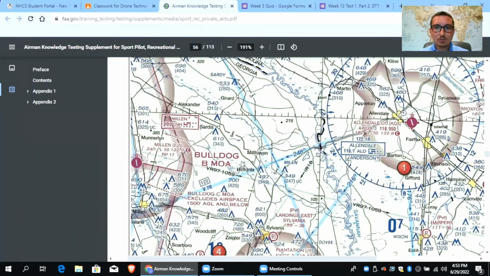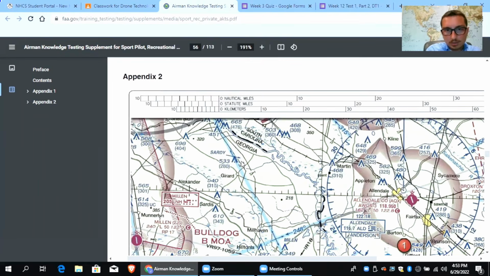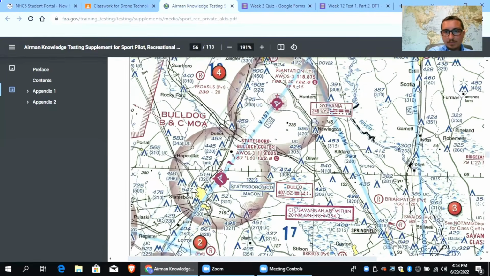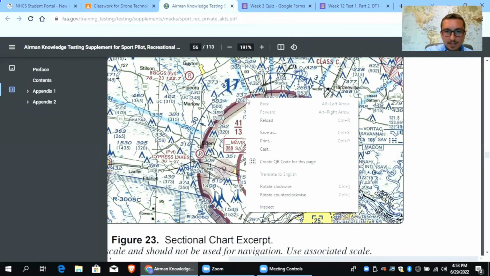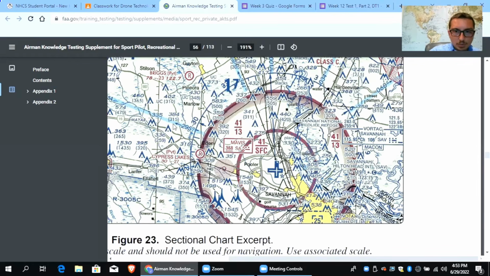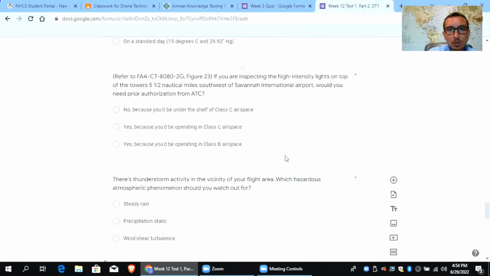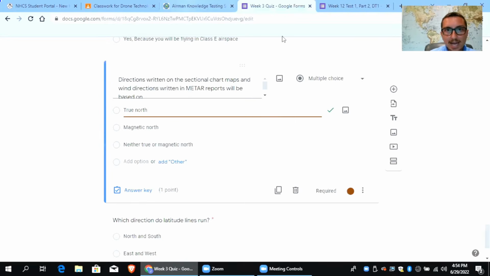These things are tough to use sometimes because it just moves so erratically. So for nautical miles here, I'm just going to use my fingers. I know you can't see my fingers, but I'll kind of measure it. Okay, it looks like we're talking about this one. Let's say I'm not sure if I'm talking about this one or this one. The question says you're inspecting the high-intensity lights on top of the towers. That helps me know which one it is.